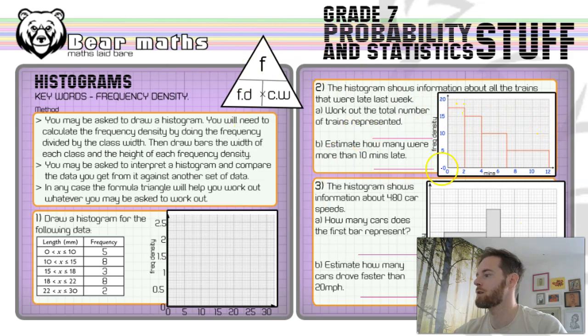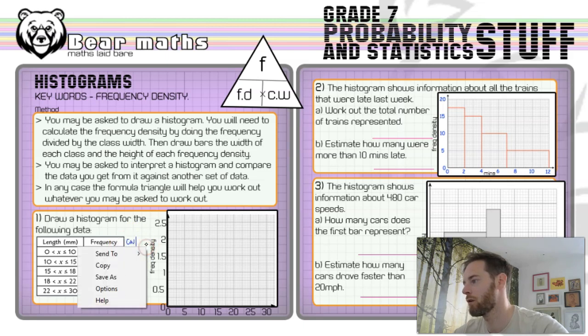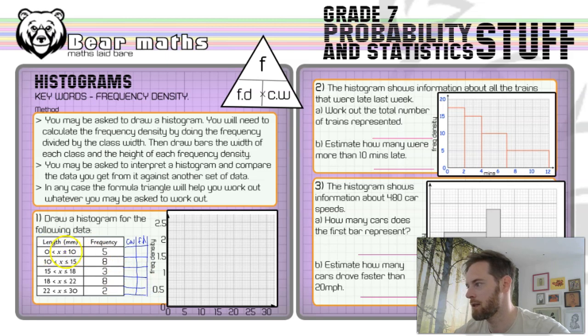Alright, so for the first question, number one, we've got to draw a histogram for this following data. What we need is the class width. That is the difference between the numbers in the classes. So I'm going to add on a column here. In fact, I'm going to add on two columns. Might as well do both at the same time. I'm going to add on two columns because we need the class width in order to get the frequency density. And the class width is very easily found by looking at the classes, which are these things, the lengths of something. We don't know what they are.